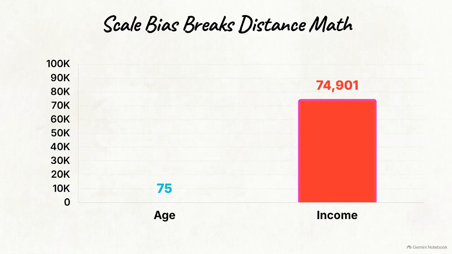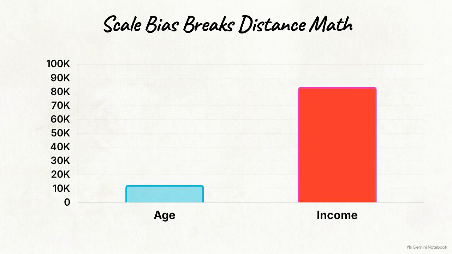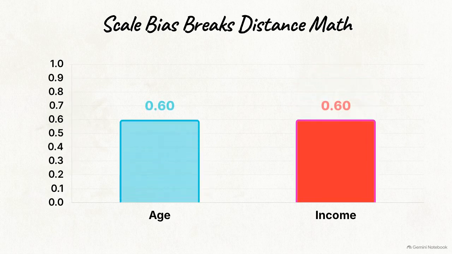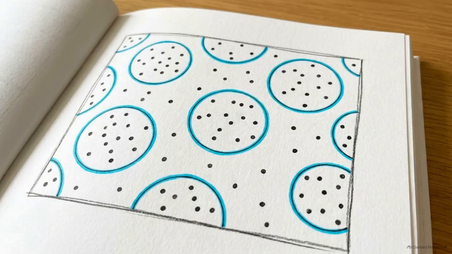However, consider how the algorithm sees raw numbers. If income ranges into the thousands while age stays in the tens, a shift of 10 years is seen as 10 times less significant than a shift of $100. The math is dominated by the larger scale, effectively ignoring the age variable until we scale both features to the same range.